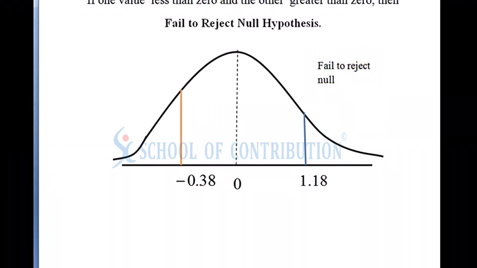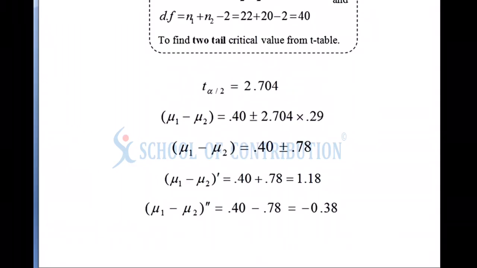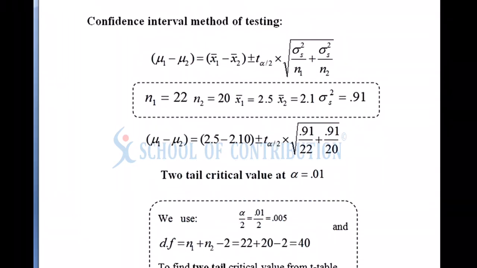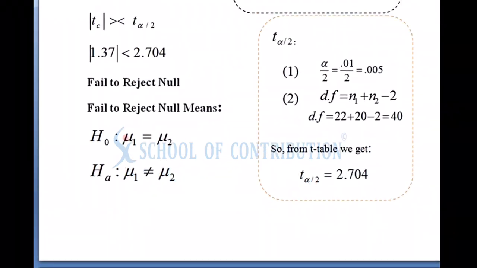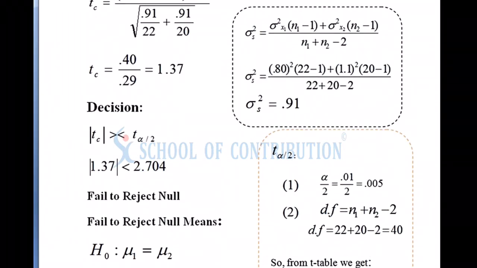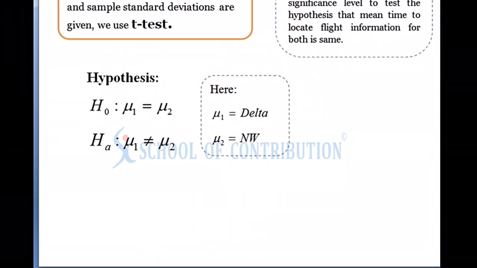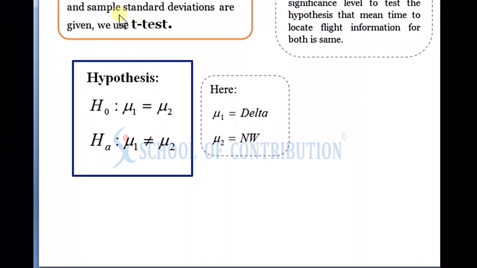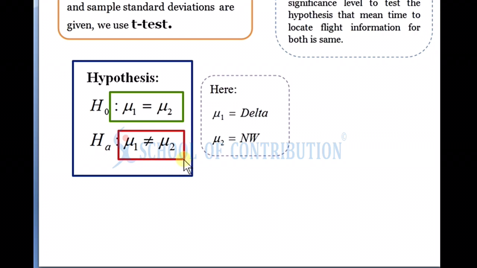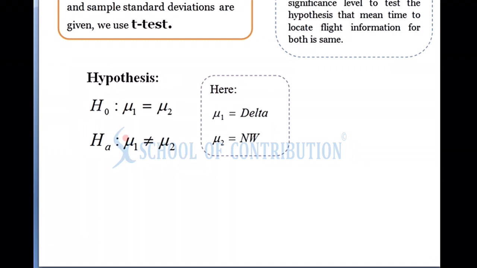So we have come to the conclusion that we fail to reject the null hypothesis using the confidence interval method for the t-test for two population means, and also using the test statistic method of testing. We have also formulated our null and alternative hypotheses. Our null hypothesis is mu1 equal to mu2, and the alternative hypothesis is mu1 not equal to mu2. According to our result, we fail to reject the null hypothesis. In other words, we reject the alternative hypothesis. And this is the complete solution of this math.